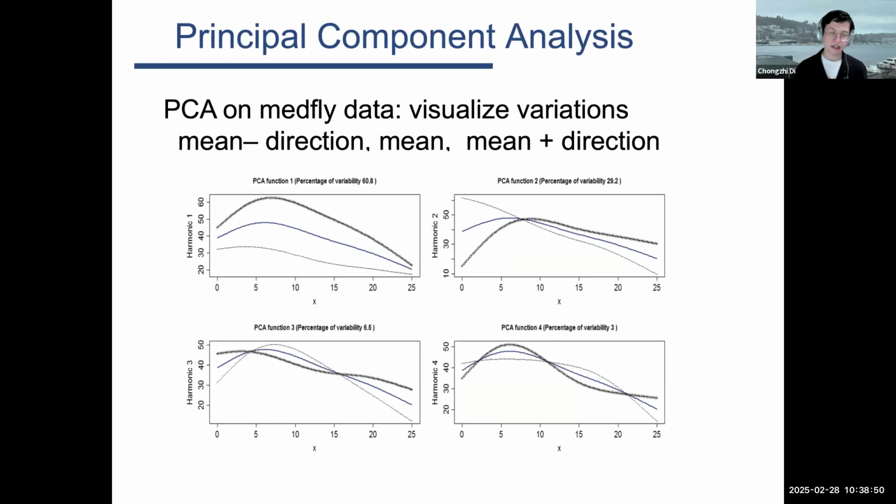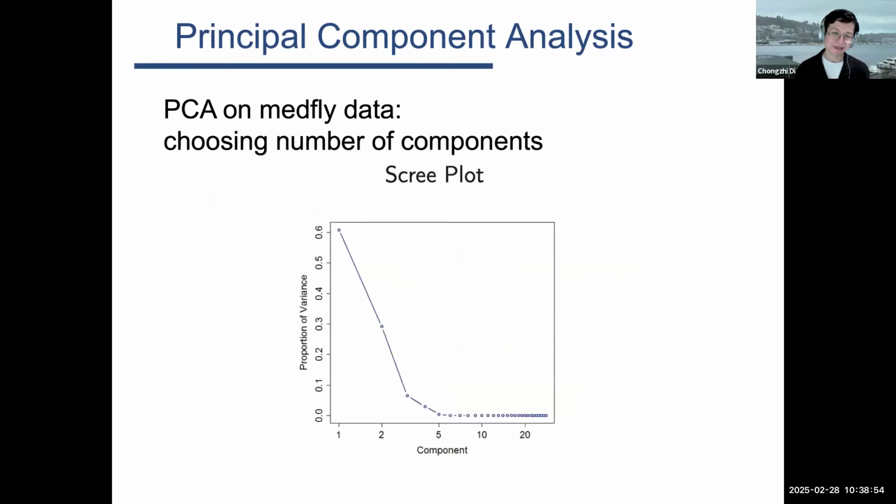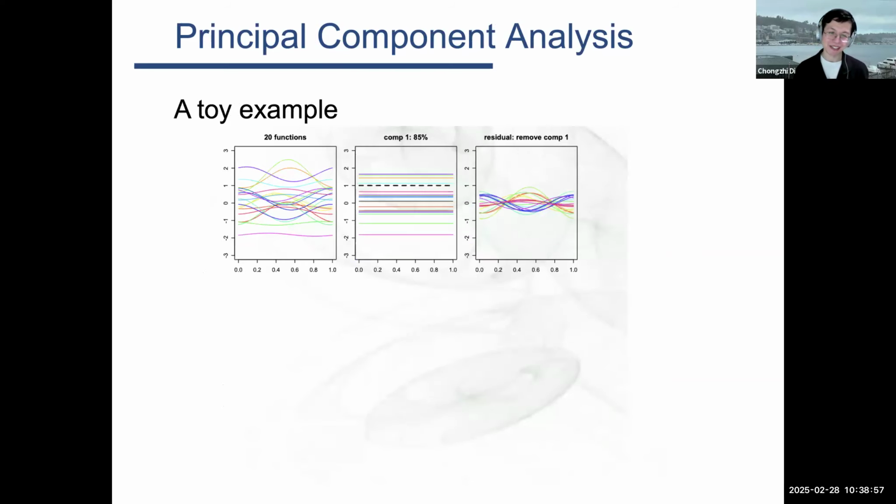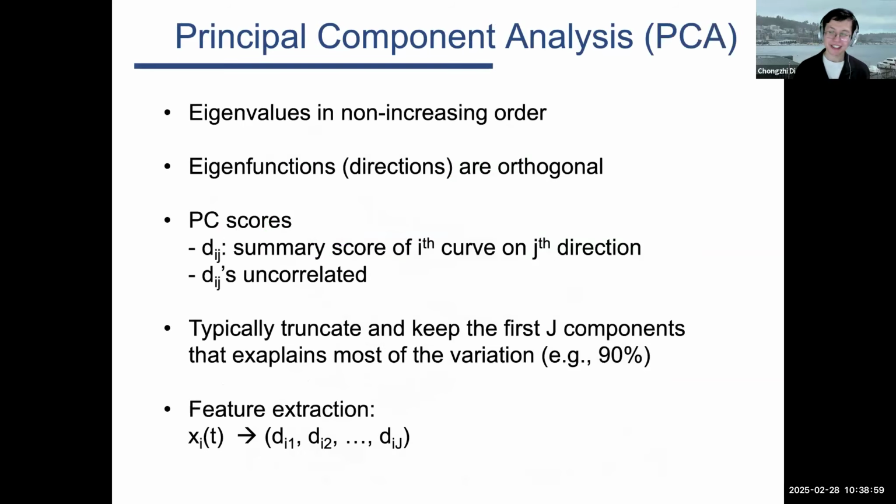Yeah, so I think that's all for principal component analysis. The takeaway message is that I would really view this as a feature extraction tool. It helps us understand what types of variations are important in those trajectories. It also acts as a dimension reduction tool, so we are able to reduce a lot of data points for each individual trajectory into a few summary scores.